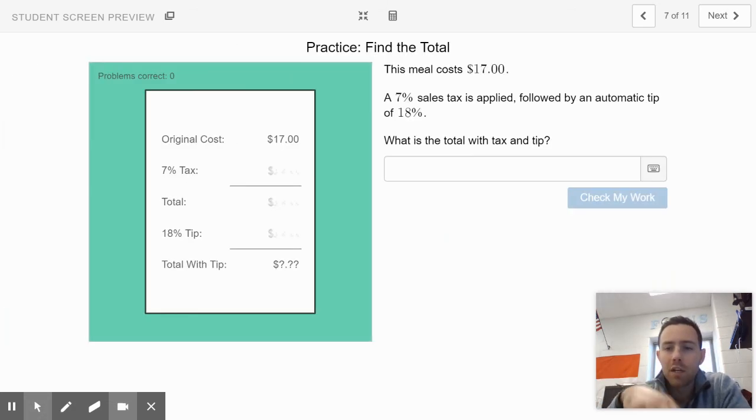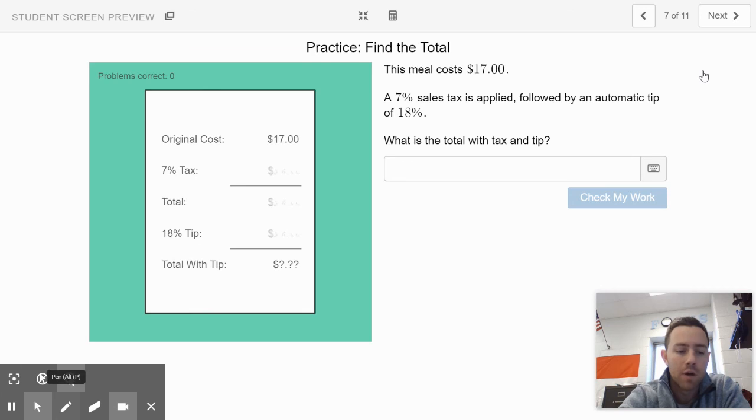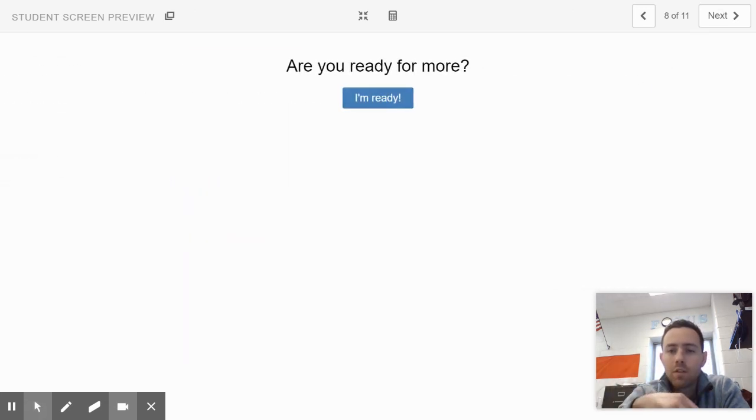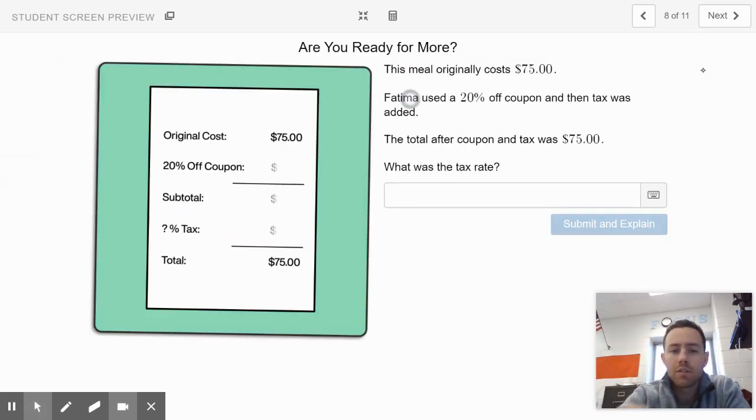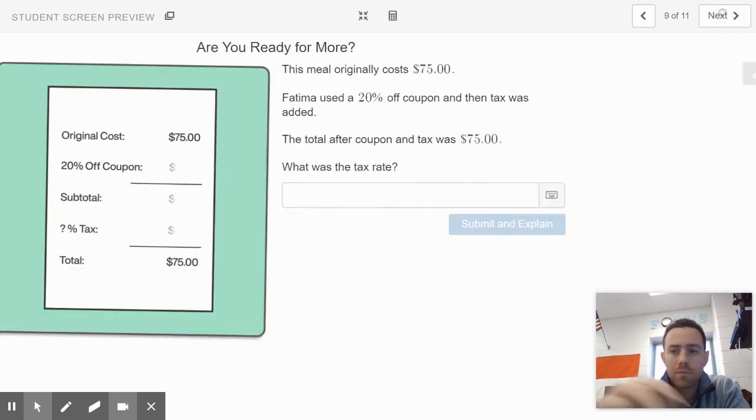Good job. Slide number 7 is a practice problem. Your job will be to find the total with tax and tip, kind of similarly to the last problem, only this time you're adding tax and tip. Nothing's getting subtracted. You're adding tax and tip. Work on that one. Come back to Ed Puzzle. Great job. Slide 8 is an extension slide. Your teacher may or may not ask you to complete this slide, so that's up to them. This is similar to the last one. It's just going to have a coupon and then add some tax.